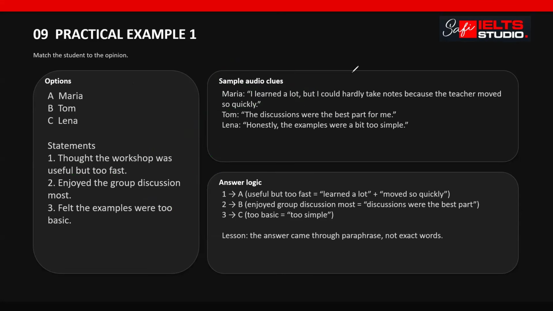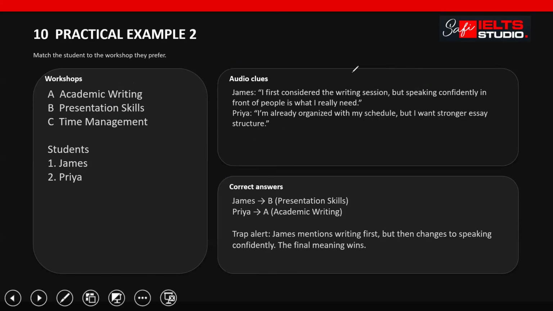You will never find out exact words. They're going to change the vocabulary and the structures. For example, James, and then we have Priya. There are 2 names. The first name is James, and then Priya. It's all about academic writing, presentation skills, and time management. There are 3 options, and we need to find the correct option for James, and then Priya.